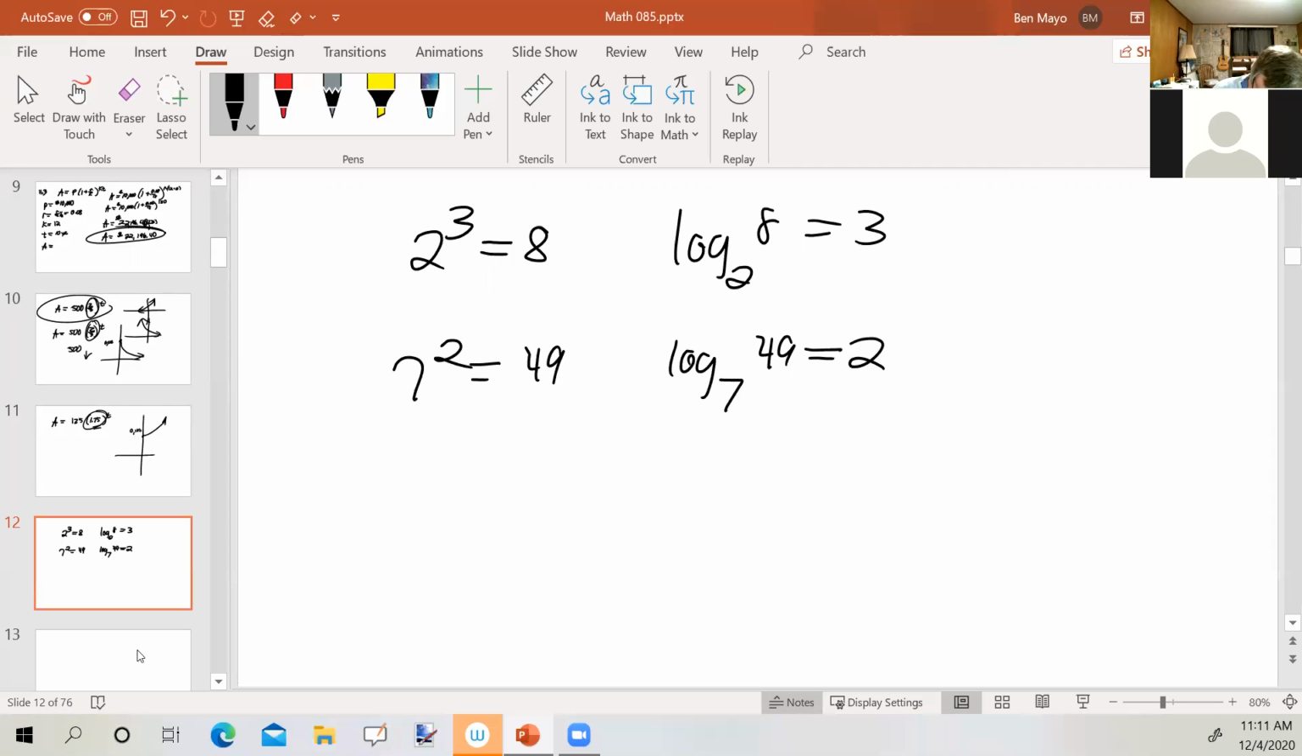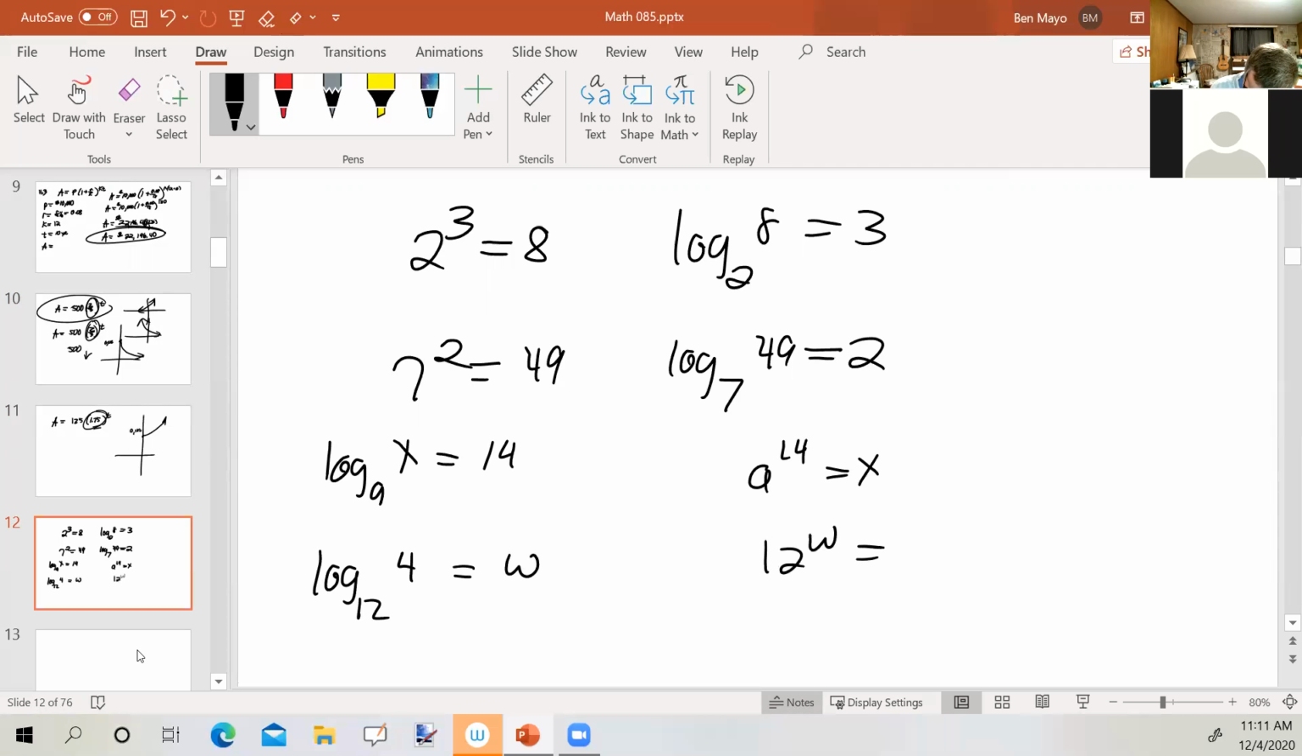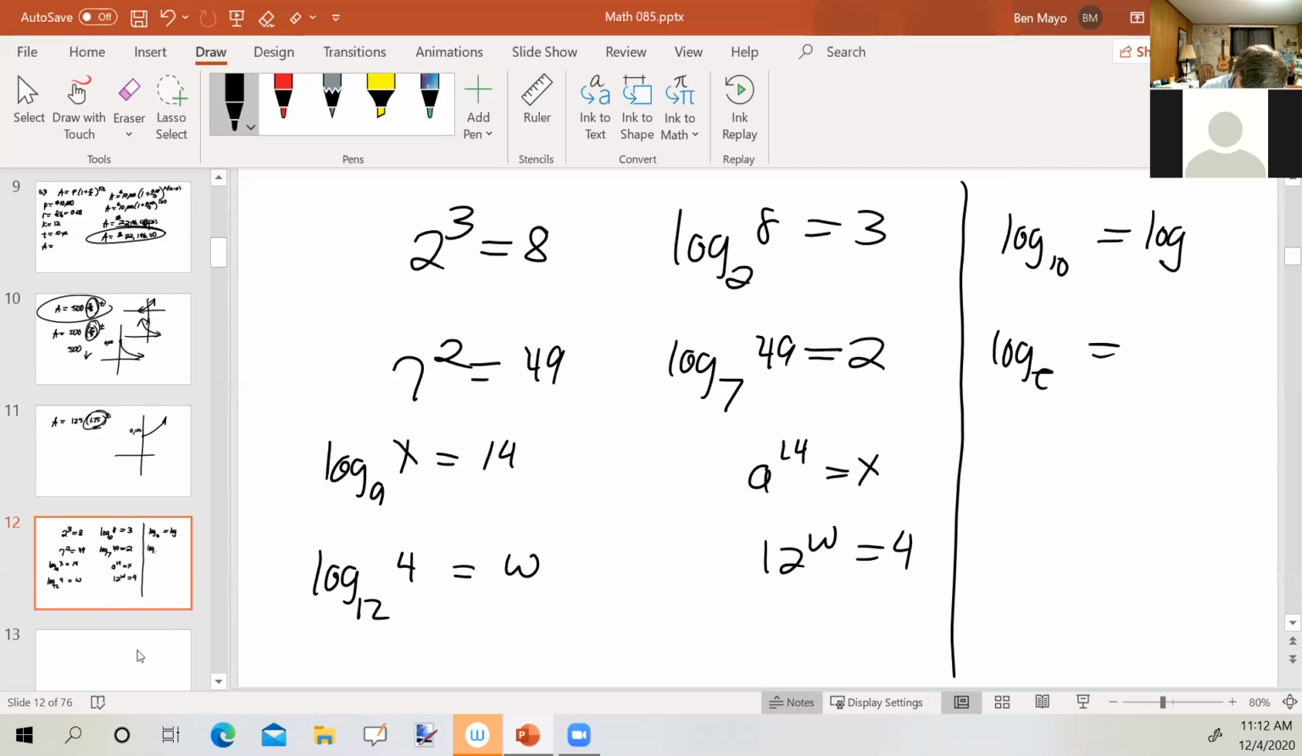Going the other direction, if you had an equation log base a of x equals 14, writing that in exponential form, a to the 14th power equals x. If you had log base 12 of 4 equals w, you would get 12 to the w power equals 4. Recall log base 10 is written log. Log base e is written ln.